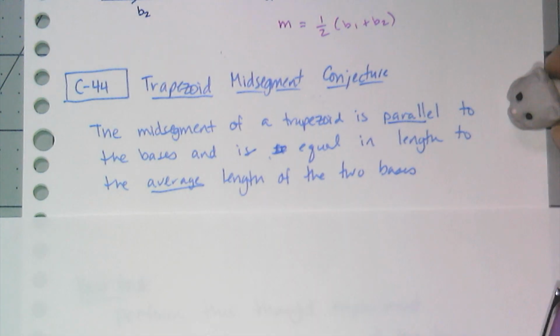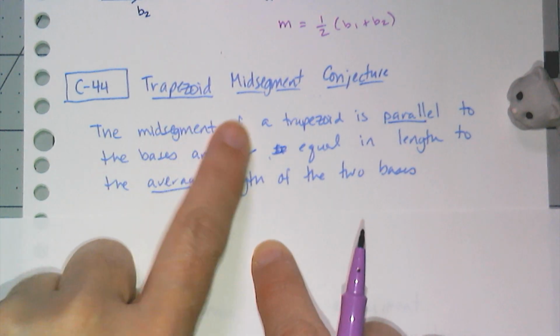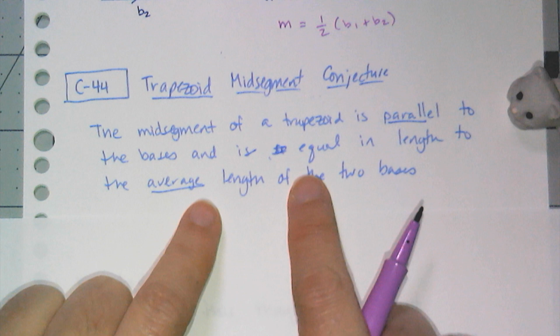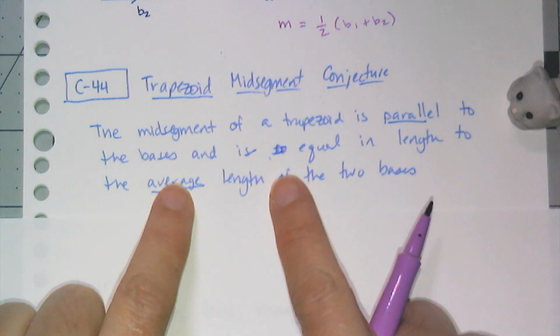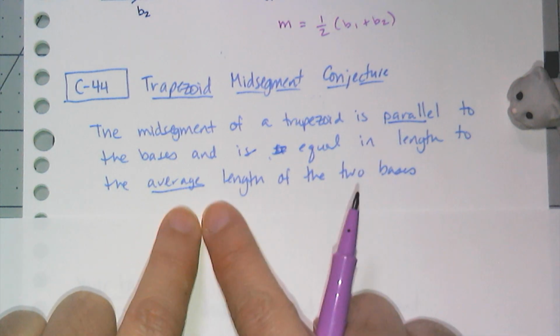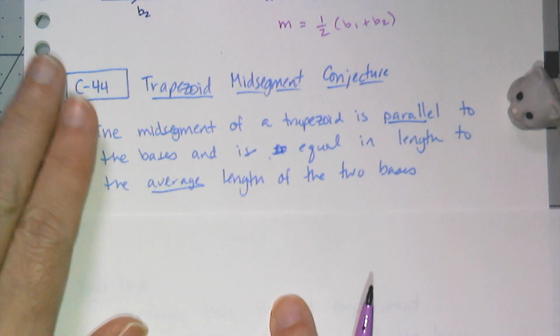And we're going to call that C44, trapezoid midsegment conjecture. It says the midsegment of a trapezoid is parallel to the bases and is equal in length to the average length of the two bases.